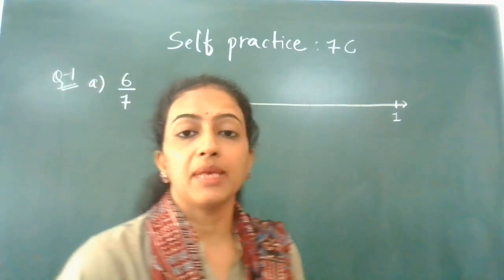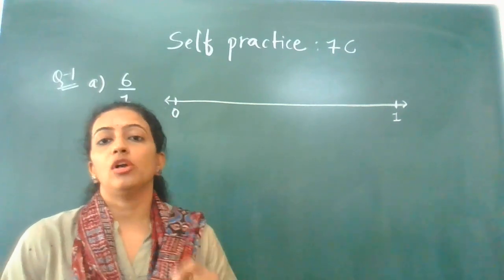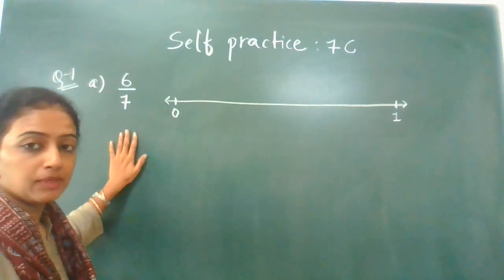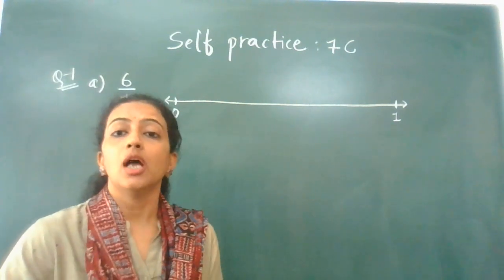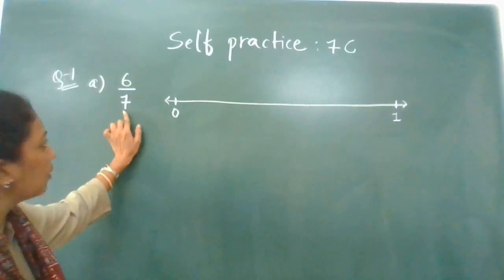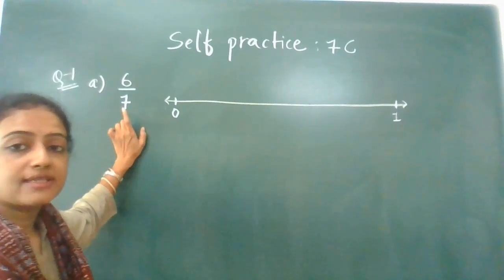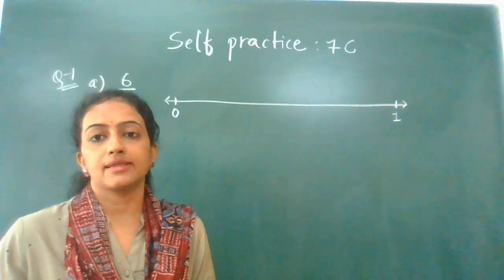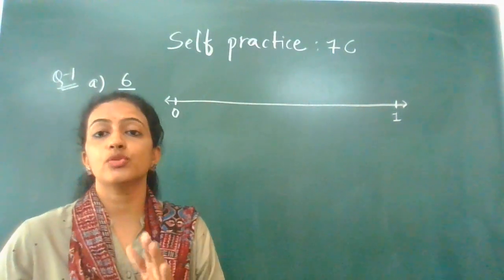We all know when the numerator and denominator become the same, it is called one whole. This is the fraction to be shown on the number line. How do we know how many parts to make? As I have said before, the denominator always shows the total number of parts of a whole. Here it is 7, so the whole number line is divided into 7 equal parts. You have to divide your number line into 7 equal parts.